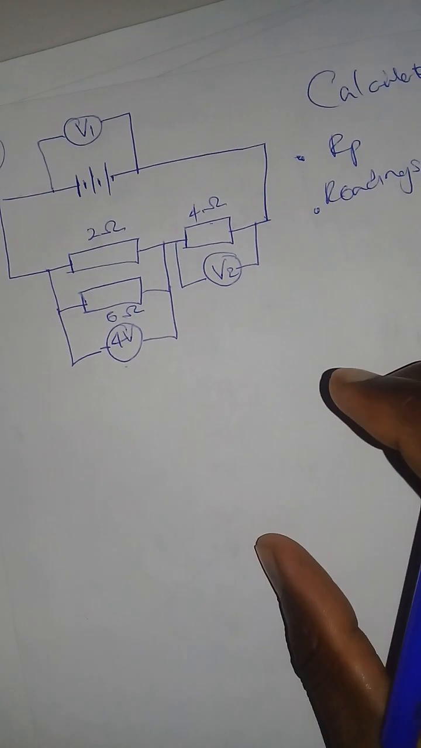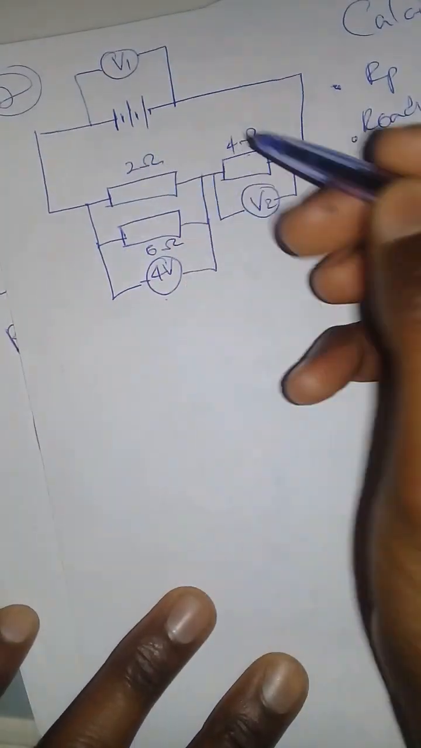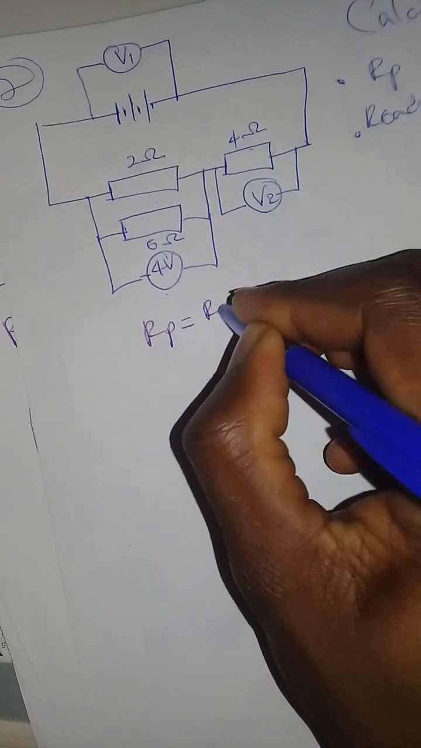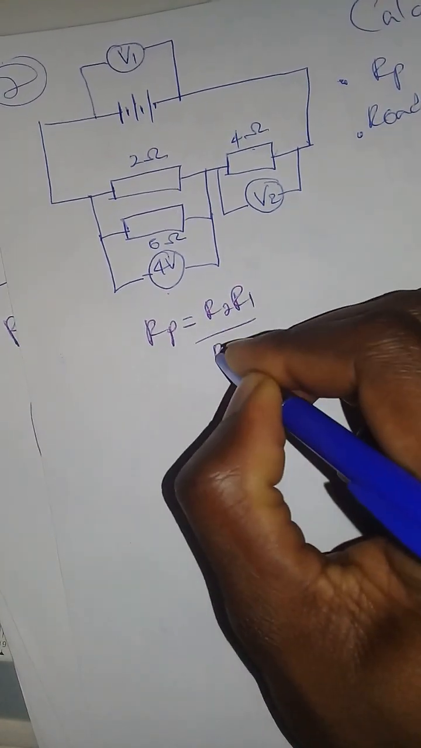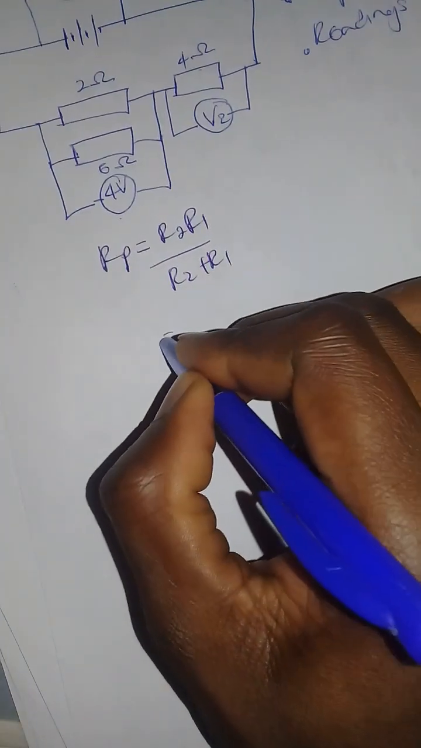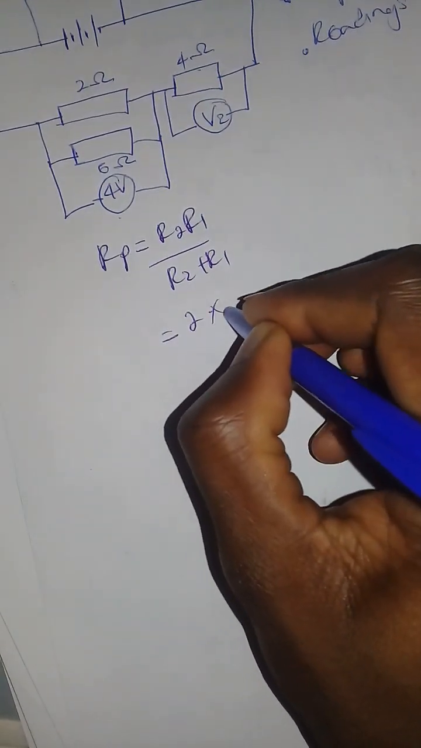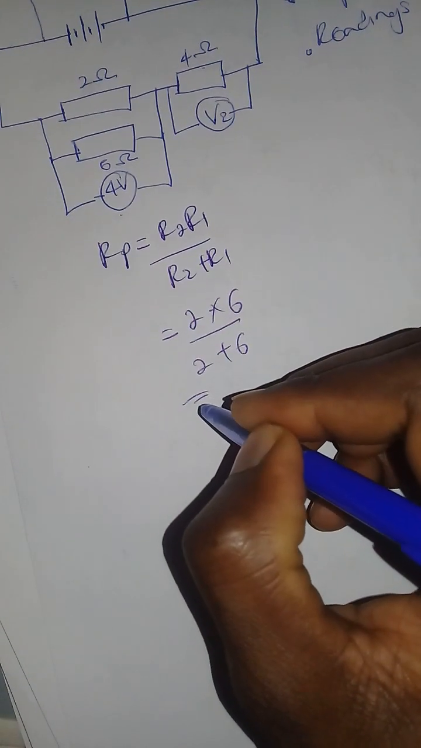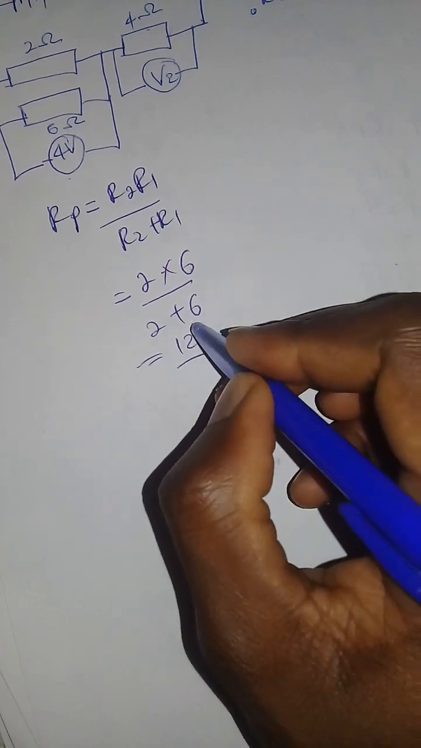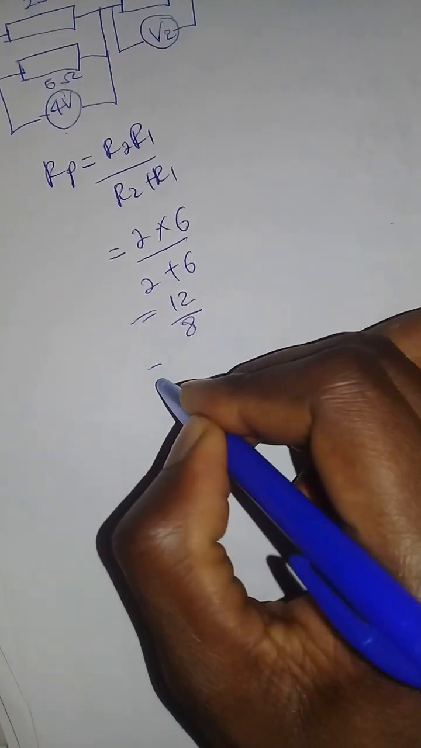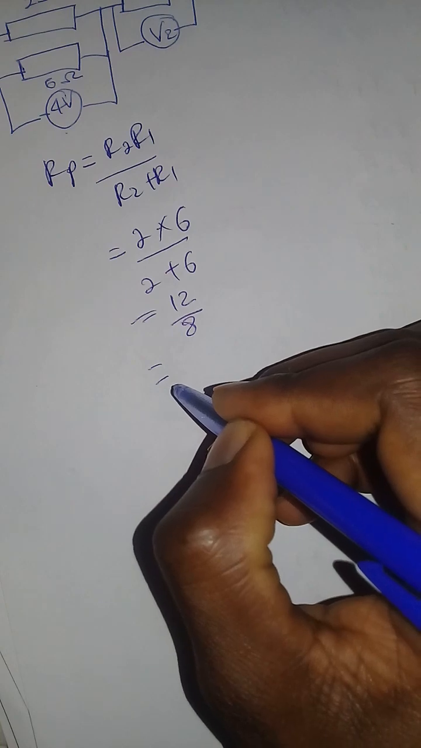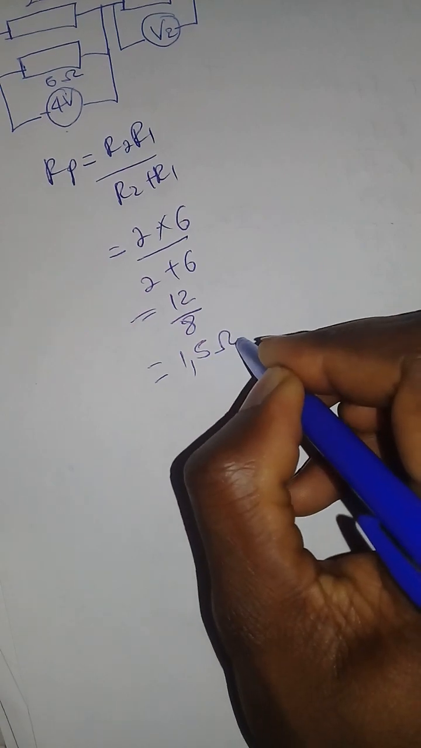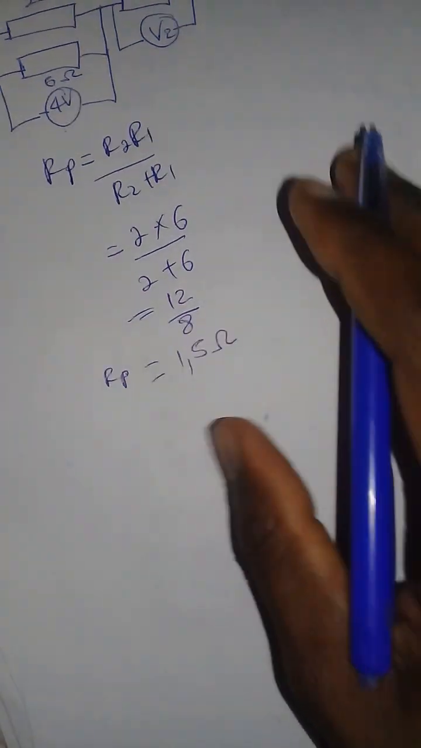Now looking at the first question, they're asking us to calculate RP. That's simple. We just have the resistors, so we're going to plug them in. RP is equal to R2 times R1 over R2 plus R1. That's equal to 2 times 6 over 2 plus 6, which is 12 over 8. 12 divided by 8 is 1.5 ohms. That's your RP. So we have answered the first question.